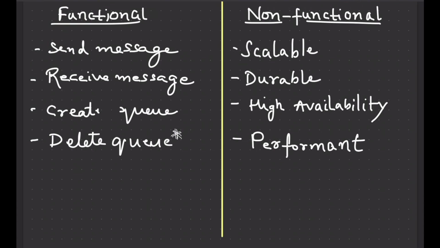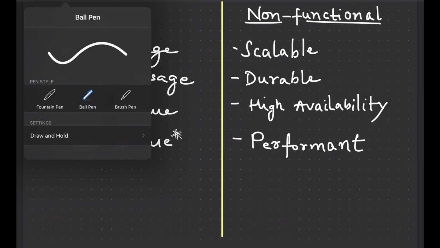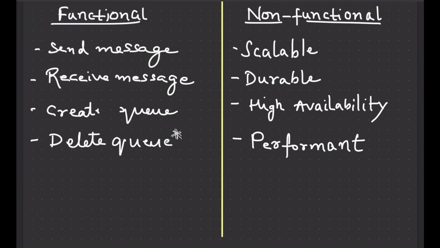Now, talking about the non-functional requirements of the system, being a distributed system, we want to achieve all of the good things about it. We want the system to be scalable, so that we can scale up and down as per the requirements. Apart from that, it should be durable, so that it can tackle all the different faults and failures, along with high availability, and at the same time it should be performant as well.